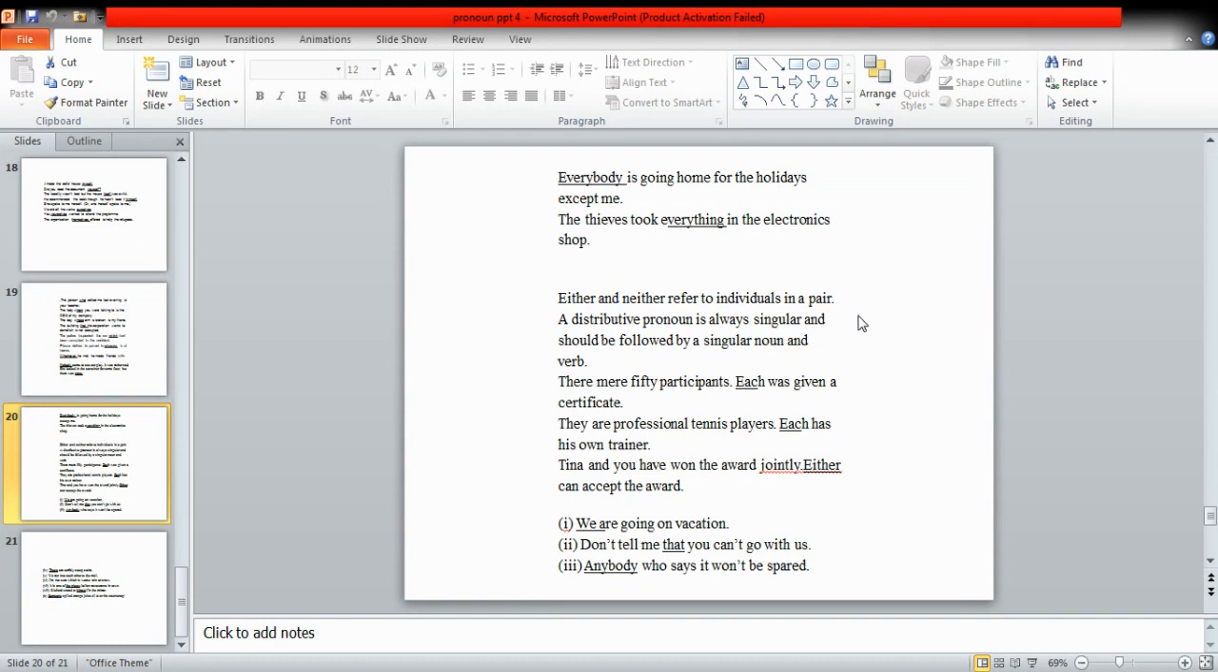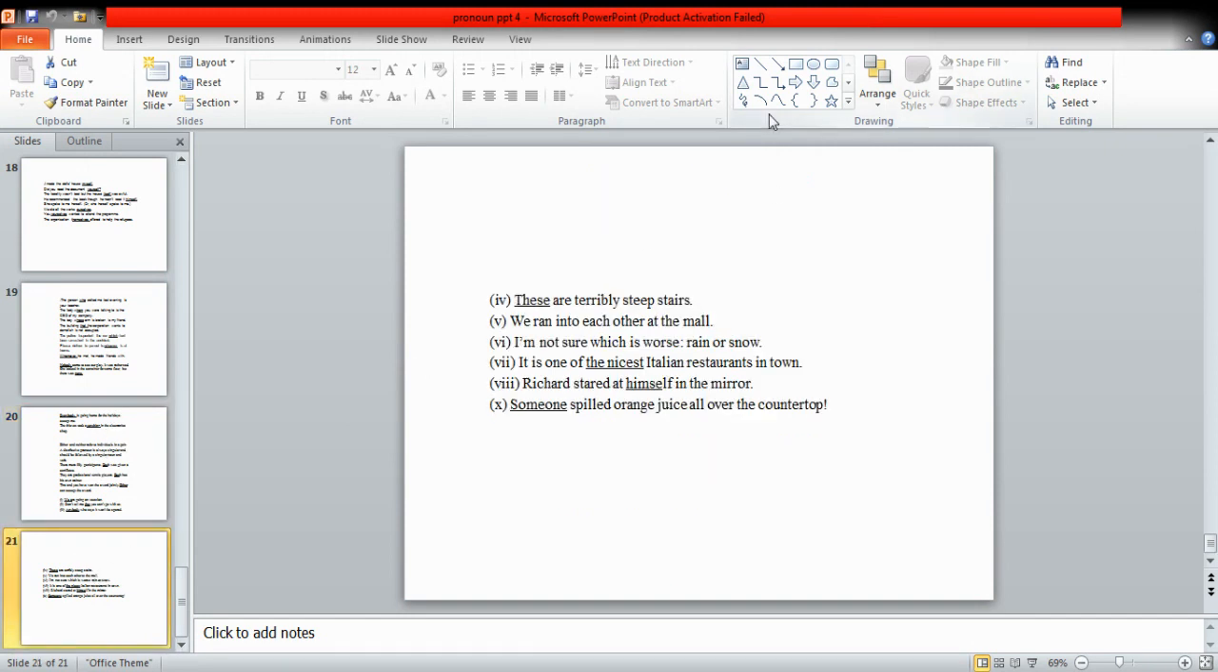Either and neither. I told you people that we have four distributive pronouns: each, every, either and neither. So whenever we have each, every, either or neither in a sentence, it will be used as a distributive pronoun. We are going on vacation. We is a first person pronoun. Don't tell me that you can't go with us. That is acting as a relative pronoun. Anybody who says it won't be spared. Anybody is acting as just an indefinite pronoun.